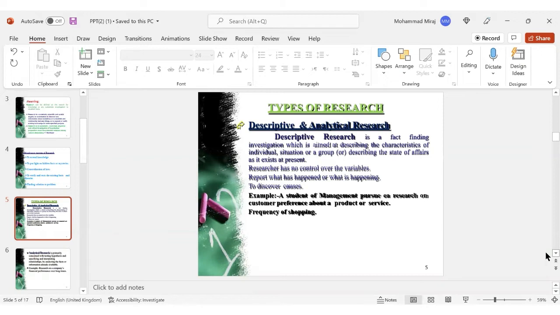A student of a management course who pursues research on customer preference asks what people prefer, which type of service, an online service. Suppose you take a research like whether students prefer a face-to-face class or an online class, and if it is an online class, what problems do they face. Based on this, this could be a descriptive research in the particular subject. Is it clear? Yes, sir. Is descriptive research clear to everyone? Okay.